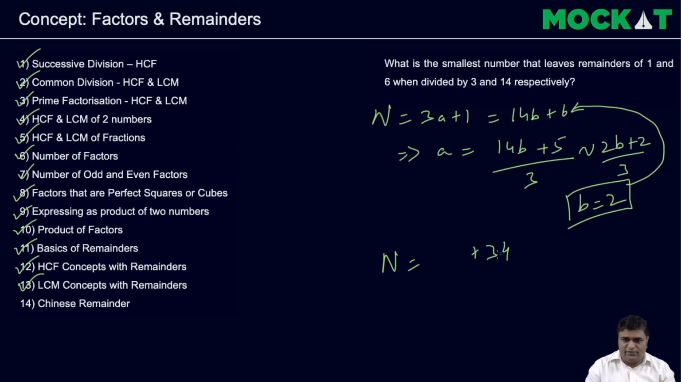Now that you found the smallest one, the practice we followed for the previous ones will continue, which is the LCM of the divisors 3 and 14, which is 42 into k, or c, or any variable you can take. 42k plus 34 is the number format which satisfies these conditions.